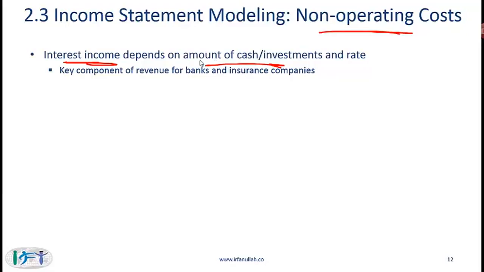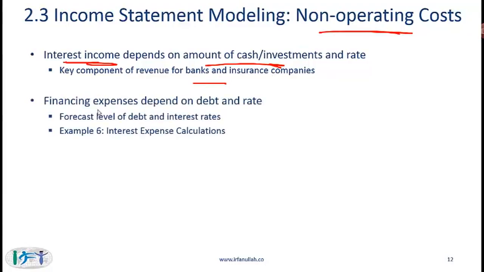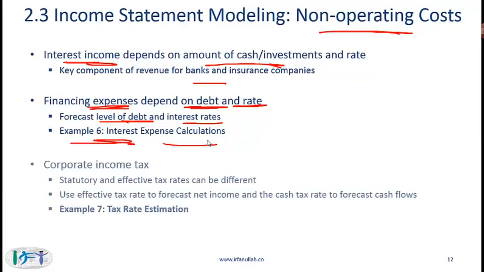For manufacturing companies, this typically will not be much, but for banks and insurance companies and other financial institutions, this will be substantial. What about financing costs or financing expenses? Does this depend on sales? This will not depend on sales. Here you need to forecast the levels of debt and the rates that need to be paid, and then you forecast. So basically, how do you figure this out? You need to forecast debt and interest rates in order to come up with financing costs. And example 6 in the curriculum helps you with that.